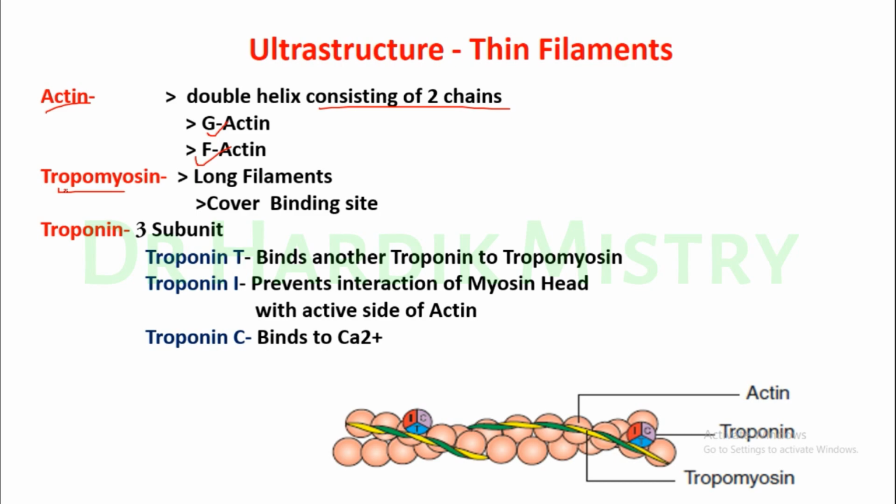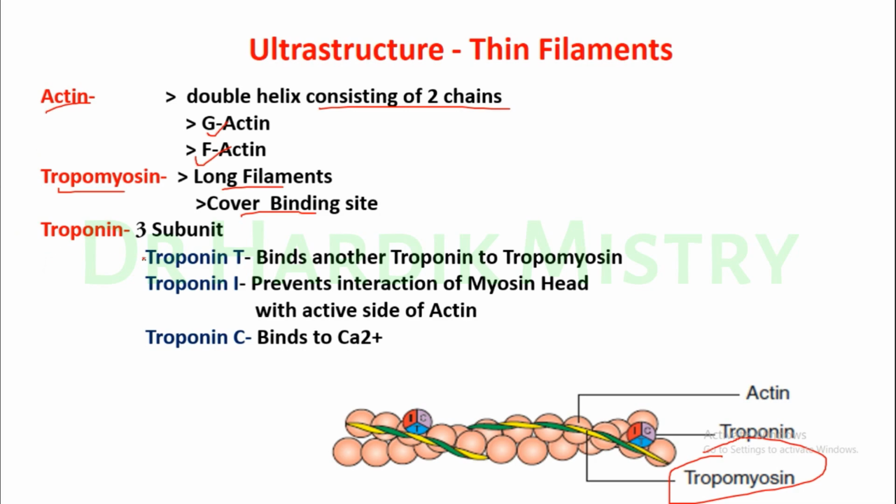Tropomyosin is also present inside the thin filaments. This is the long filament and covers the binding site. The yellow and green colored strip you are seeing in this figure is the tropomyosin, and it covers the binding site. The binding site is there inside the actin filament or thin filament, which during muscle contraction is going to bind with the myosin head.